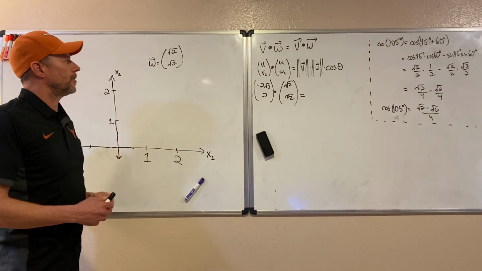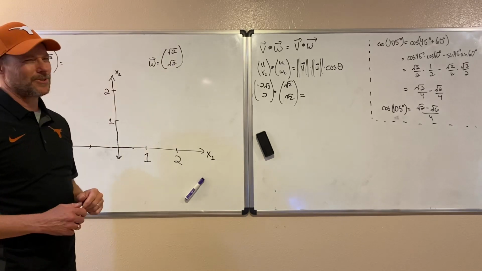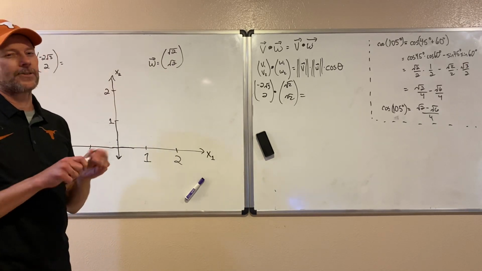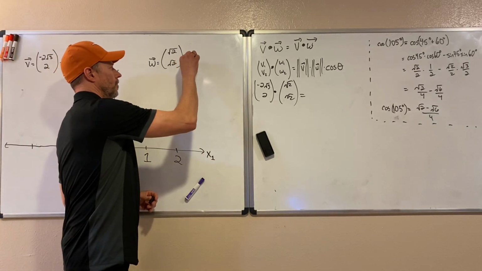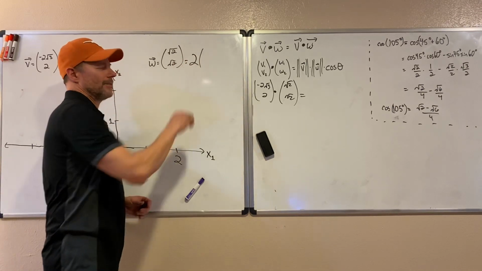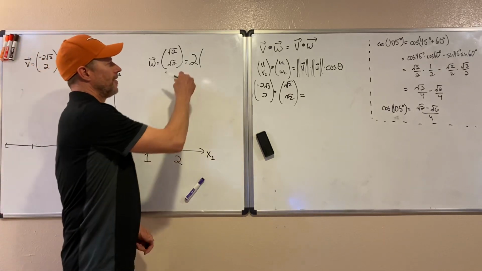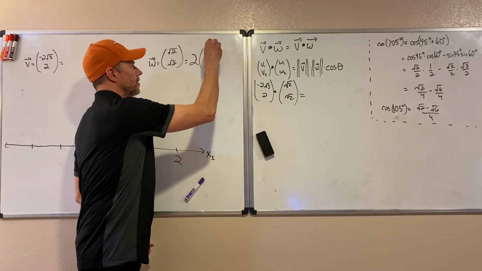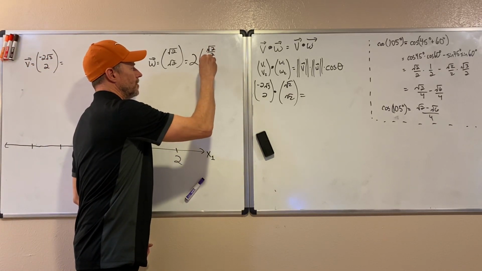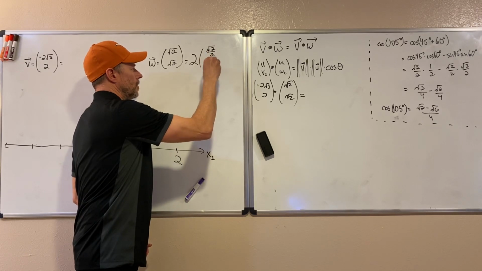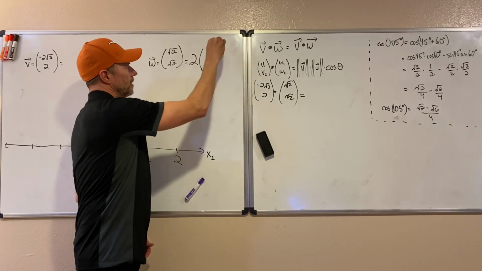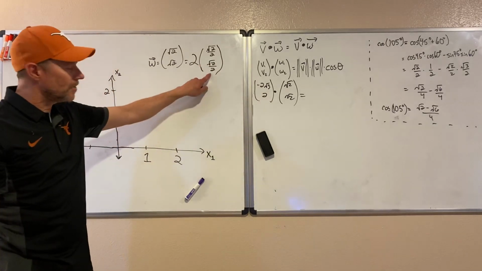So here's vector W. It looks a little suspicious, that root 2 and root 2. I'm going to factor out a 2. Why would I factor out a 2? That seems weird. You don't see any 2's. Yeah, but you'll see why. Factoring is dividing. So when you factor out a 2, that means you divide by 2. So I divide both components by 2. And now I see a unit circle vector.